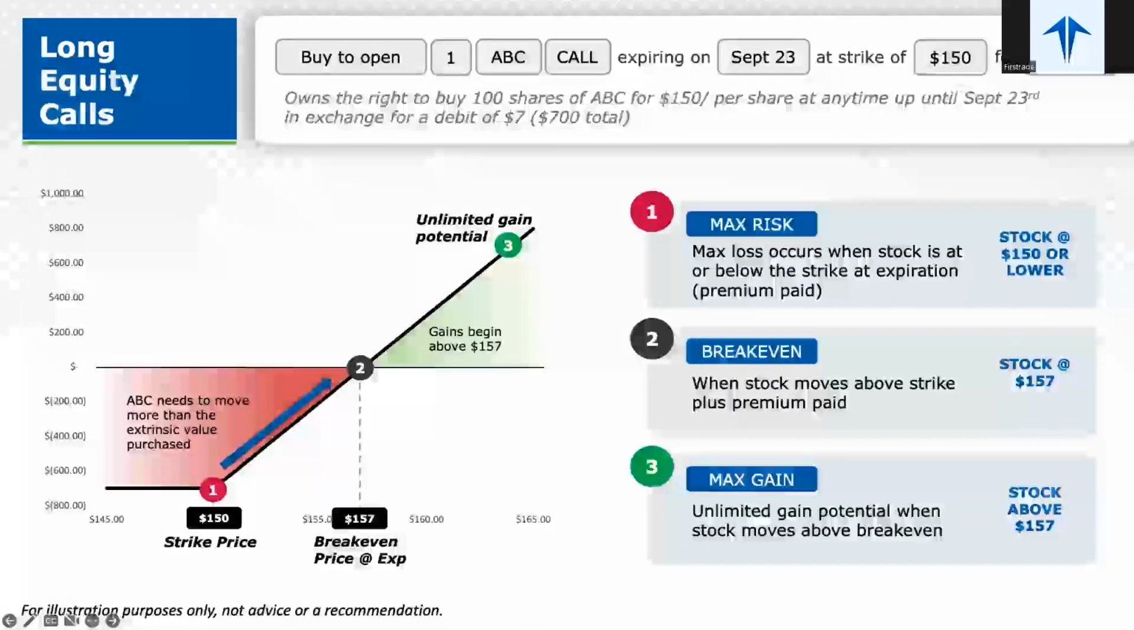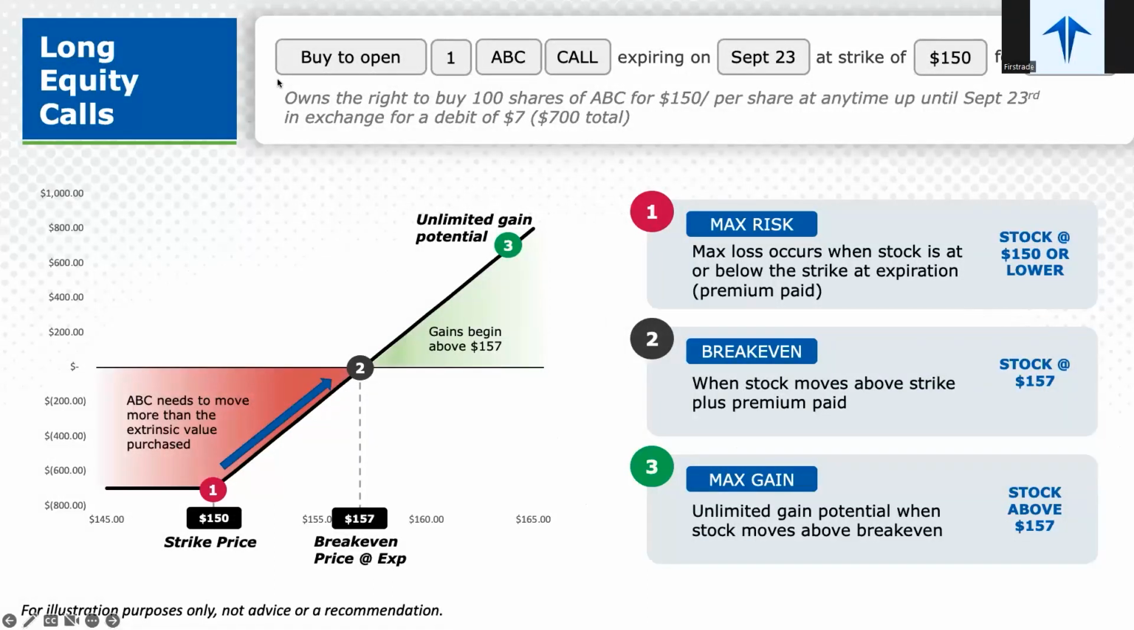So let's talk about a long equity call. In this example, if we were going to enter the transaction, the trade ticket would look something similar to this. I'd buy to open one ABC call expiring on September 23rd. Let's assume that's 30 days from now, though the time frame doesn't matter at this point, at a strike of 150 for $7 in premium. So I own the right to buy 100 shares of ABC at $150 per share at any time through the expiration period, and I paid $7 for that. So I am long the call because I purchased the right to buy ABC at $150 per share. That's what we need to know.